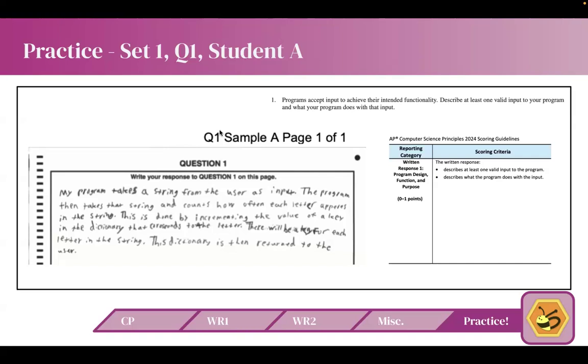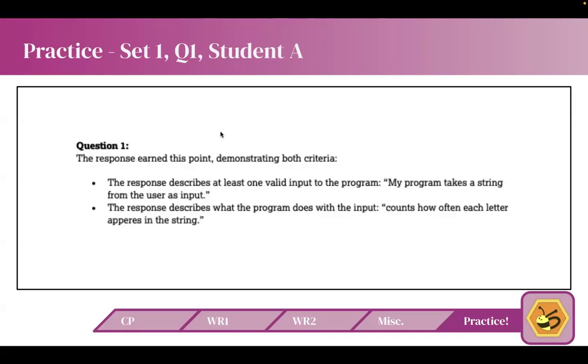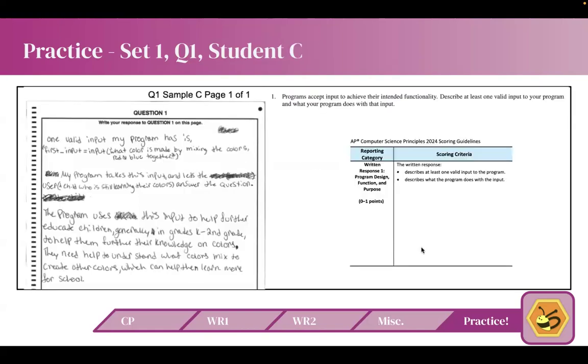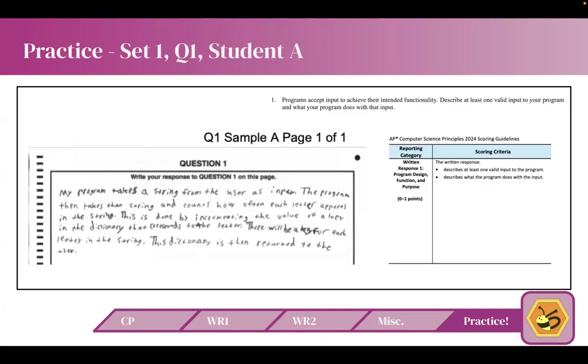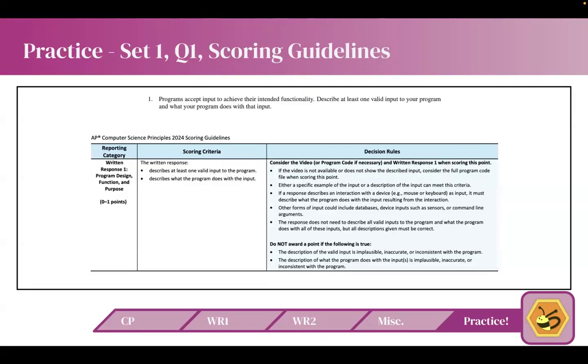Yeah, no worries. All right, so this response earned the point because it demonstrated both of the criteria, right? So the first criteria, the response describes at least one valid input to the program, and the response describes what the program does with the input. So any questions with this first question? Any of the things that we covered here before we move on to the second question?